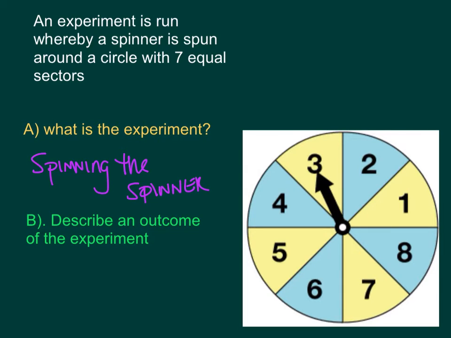Okay, part B. Describe an outcome of the experiment. If you look back in your notes, an outcome is just a result from a single trial. So if you were to spin this spinner, what's one result that could happen? I could land on the number 1. So there is an outcome. Now, certainly that's not the only outcome. You could land on the number 7. You could land on the number 5. I'm just saying describe any outcome that could happen, so any result.